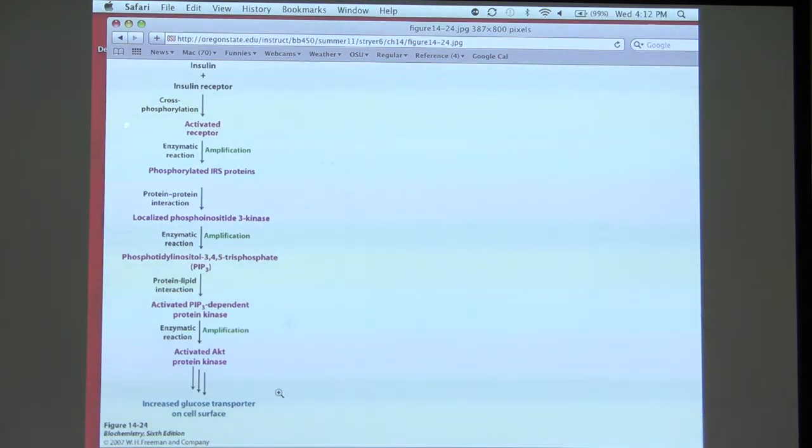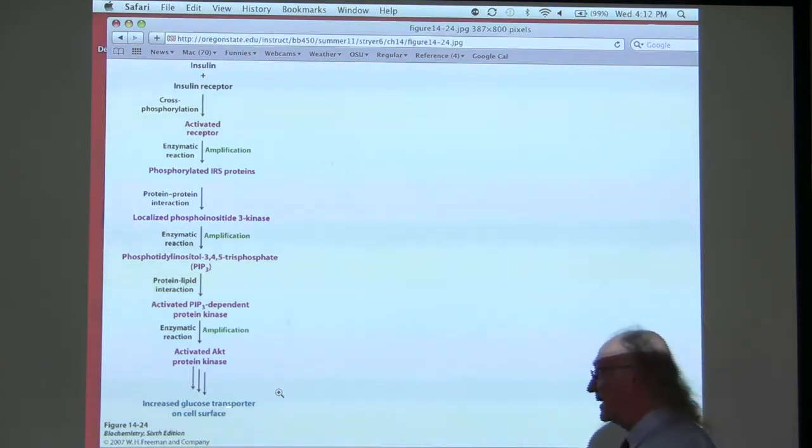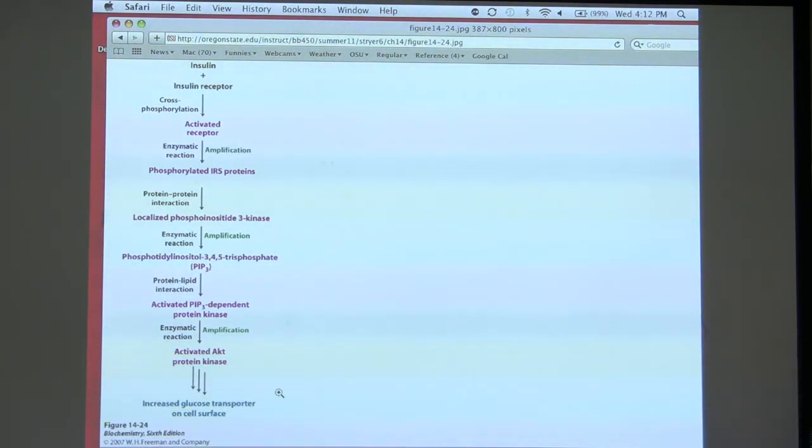Insulin is bound. We've activated a receptor. We've phosphorylated these proteins. We've localized this guy to the membrane so it can start converting PIP2 into PIP3. It activated. There's PIP3. It activated this kinase, which activated this kinase, and you see several arrows. You'll notice I'm sparing you what each of those arrows do. Those arrows result in the movement of glucose transporter to the cell surface.